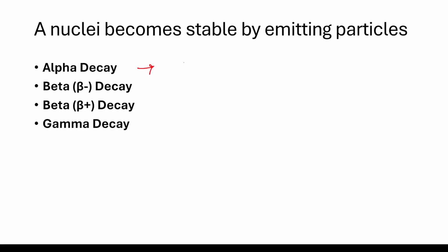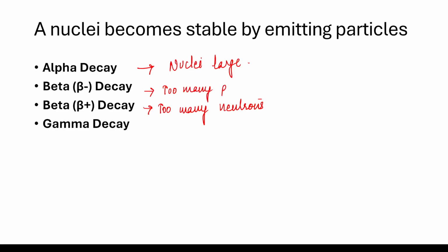Alpha decay generally happens if the nuclei is too large. Okay, a larger nuclei would emit an alpha particle. A beta minus decay occurs if it has too many protons. Beta plus, too many neutrons. Okay, let me just write here. Too many neutrons, too many protons.